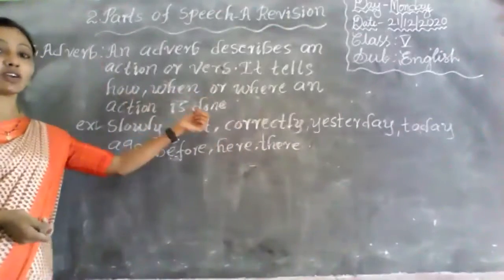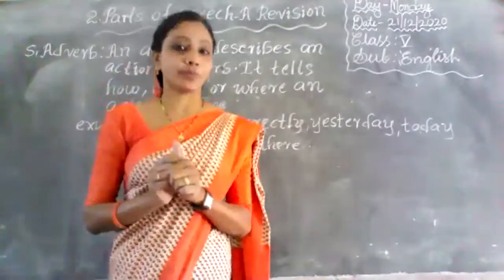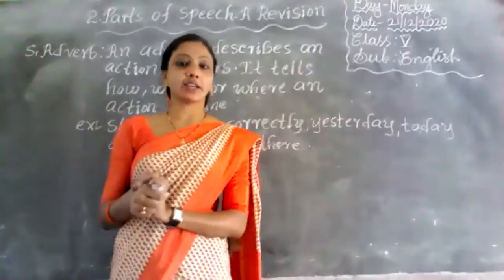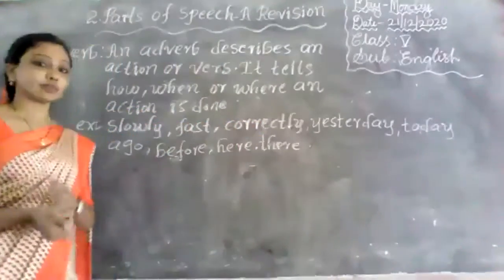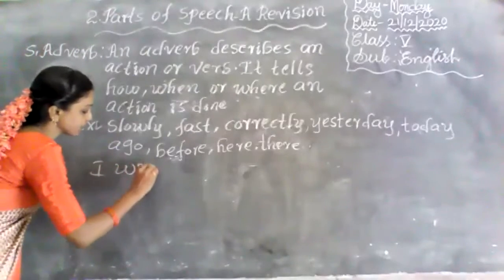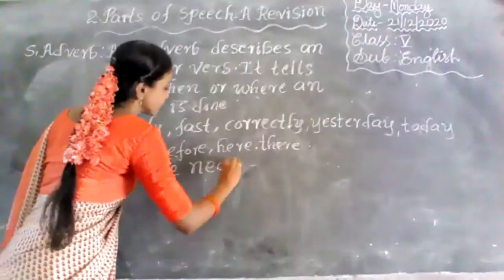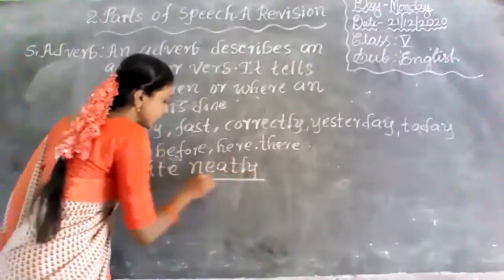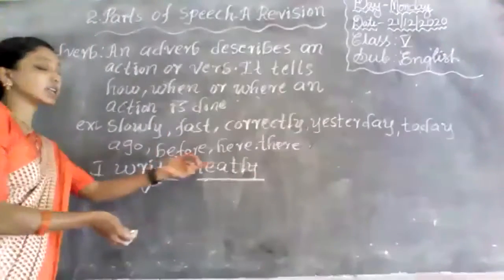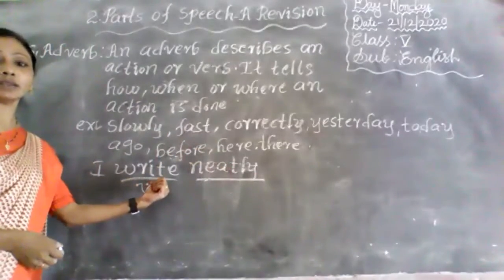So, is it clear now? What is an adverb? An adverb describes a verb. Okay? It tells how, when, and where the action has been done. Is it clear, students? Some examples are like, I write neatly. How will you write? So here, neatly is an adverb. Here, write is a verb. Okay. This adverb is describing the verb. Did you understand?